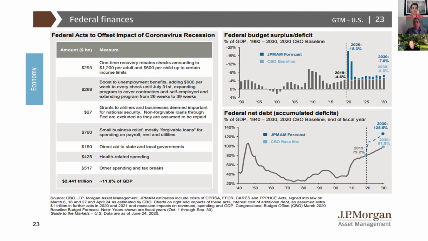268 billion boosted unemployment benefits very significantly, adding $600 per week to every check until July 31st. We have every anticipation that program is actually going to extend beyond that point once policymakers realize that we haven't progressed as much as we would have hoped. And then the PPP loans, almost 800 billion in loans that went to small business to keep people on payroll, continue to pay rent and utilities. The Congress acted very quickly to get this money out.